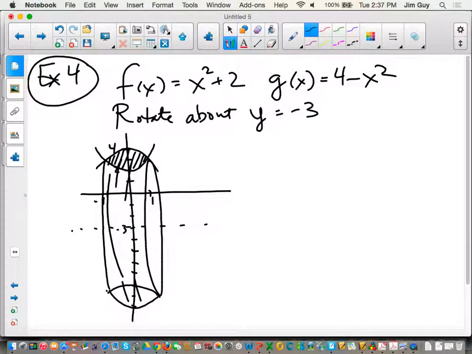I'm confused about the drawing. So you go down to like negative. So this is my axis of rotation at y equals -3. And then I've got to draw the reflection. So I counted how far away I was from y equals -3, and I did that same distance going down below it. That's how I got that.